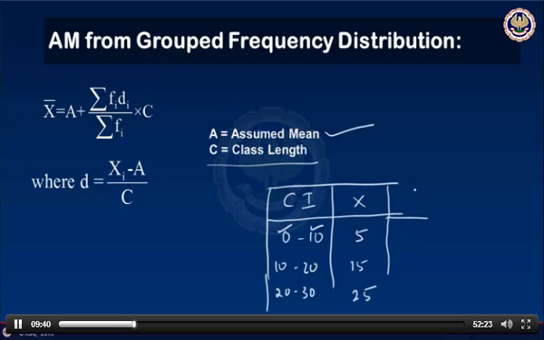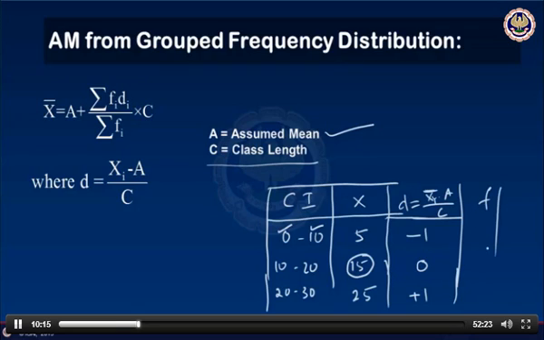Then based on the mid values, the d value can be calculated as d equal to xi minus a by c, where a is the assumed mean. For the assumed mean 15, the deviations are 5 minus 15 by the class interval length 10, which is minus 1, then 0, then plus 1. After that, the frequencies are given and we calculate the fd values, and then the mean is a plus summation of fd by summation of f into the length of the class interval. While calculating this formula, we use the deviation values.